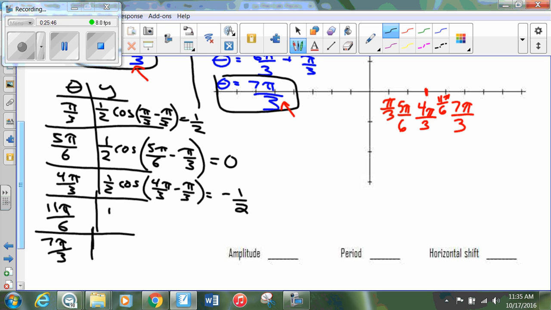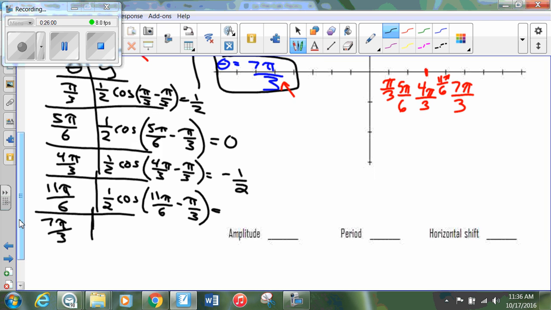So when you're doing these shortcuts, is it automatically going to go from positive to 0 to... See, your brain's already getting itself ready for the shortcut. Yep. All right, so here we go. 11 pi over 6 minus 2 pi over 6 is 9 pi over 6, which is 3 pi over 2. Cosine of 3 pi over 2 is 0. 0 times 1/2 is 0.